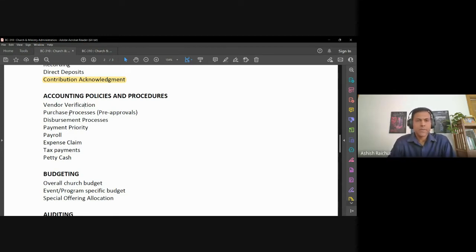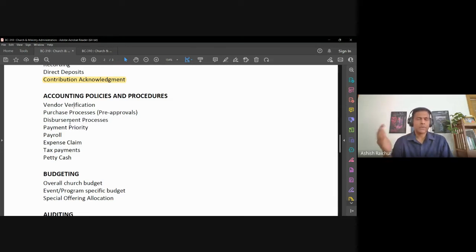Then, as I mentioned, purchase processes. There's a pre-approval process before any purchase beyond 5,000 rupees is made. There's a disbursement process. We make all payments to our vendors within 3 working days. That's part of our vendor services agreement. We don't need you to wait 30 days. Most organizations would say you wait 30 days to get your payment. For us, we say we'll pay you within 3 working days. And usually it happens within 24 hours.